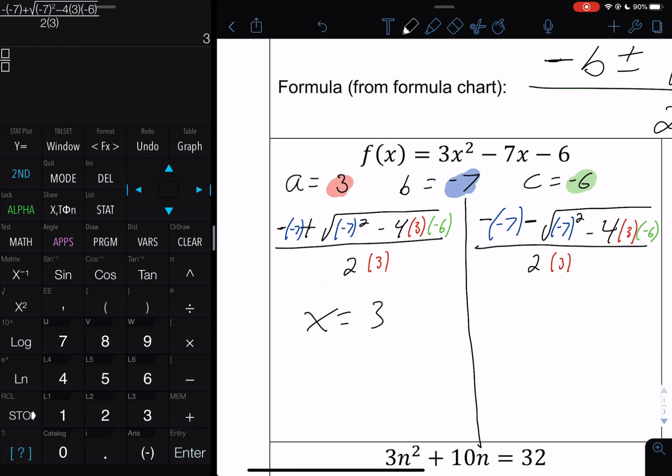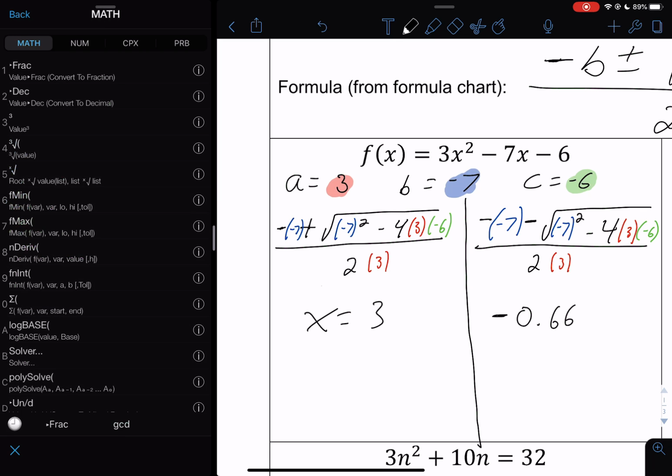Alpha y equal enter, and now I'm typing in negative, parentheses, negative 7, close parentheses, minus second square root, parentheses, negative 7, close parentheses, square, minus 4, parentheses, 3, close parentheses, parentheses, negative 6, close parentheses, everything over 2, parentheses, 3, close parentheses. Enter. And this is my other x-intercept. My x-intercept happens at negative 0.66.